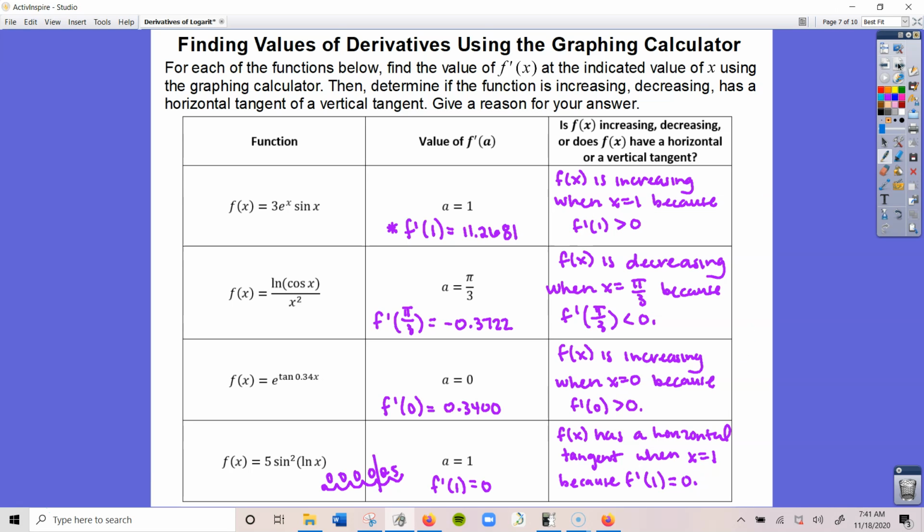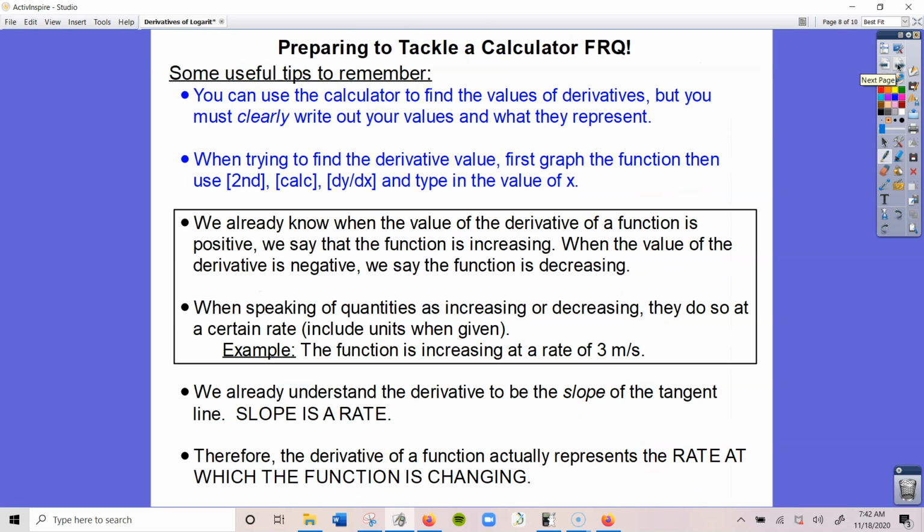Okay, so now let's start getting ready to tackle some FRQs that involve the calculator. So I put here some things to remember. You can use the calculator to find the derivatives, but you must clearly write out your values and what those values represent. And just like we saw, when trying to find the derivative value, you first have to graph the function, then you're going to use the second calc menu, select dy dx, and you type in the value of x. The derivative, we already know all this stuff, but the derivative does tell us when the function is increasing and decreasing, and depending on whether it's positive or negative.